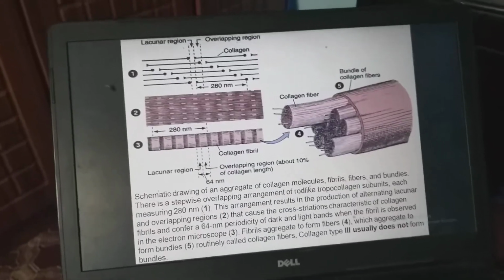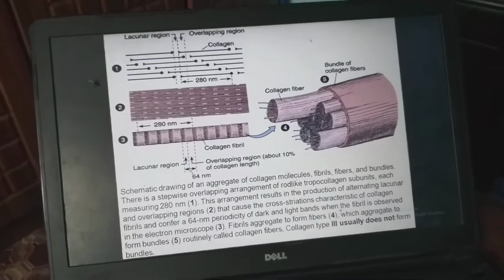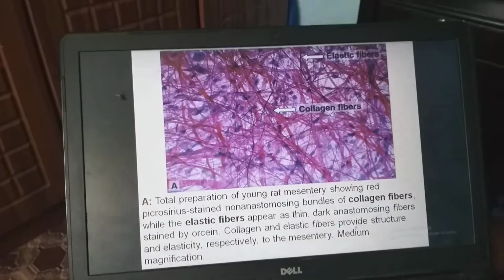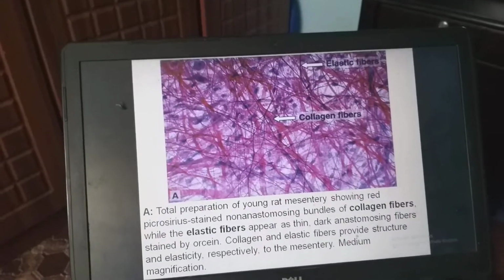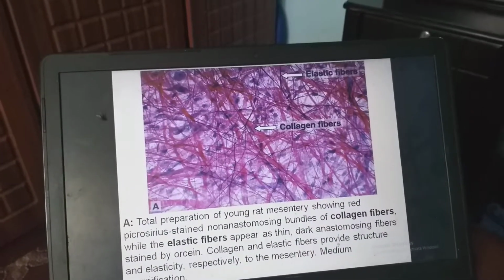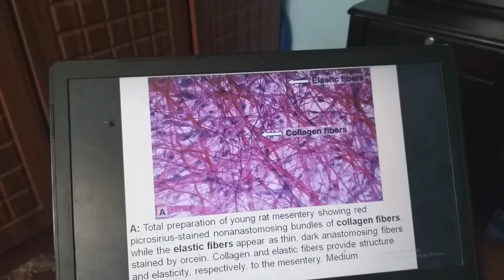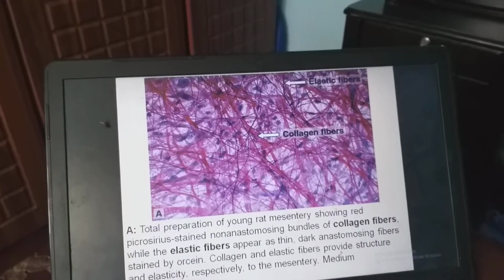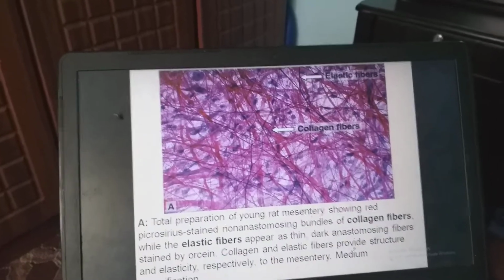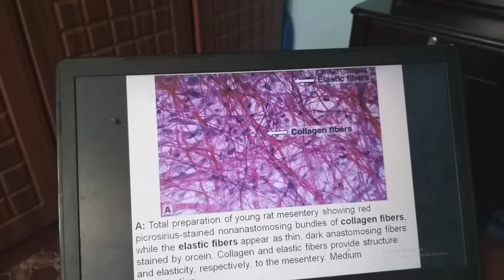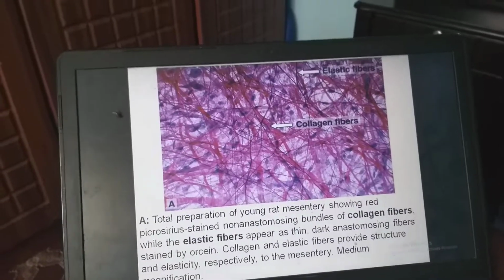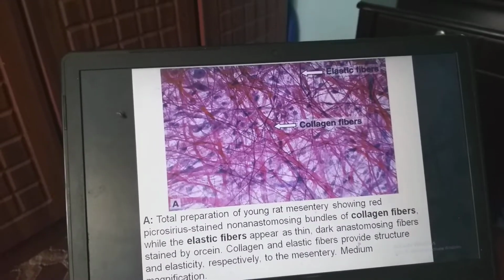Collagen type 3 usually does not form bundles. Don't forget this one. Of all the collagens, type 3 does not form bundles. Observe structurally. If you observe a tissue slide, can you identify collagen fibers from elastic? Yes. Collagen fiber, first, is strong. Second, it is not anastomosing. But when we come to elastic fibers, they are very dark, very thin, and anastomosing fibers. So you can easily identify that collagen fibers are used for structure and elastic fibers are used for elasticity.